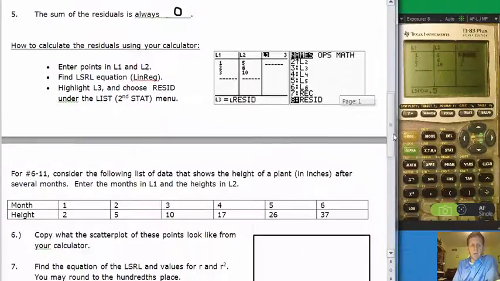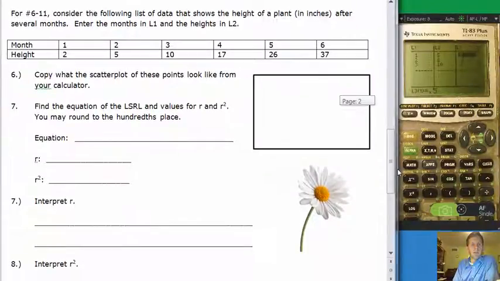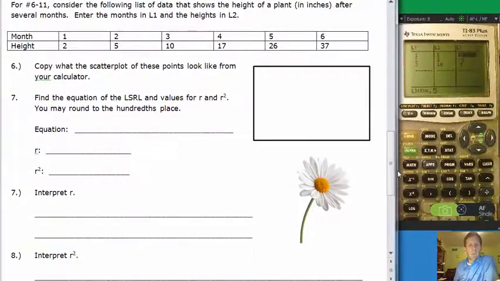Continuing on, in our next problem, we're going to look at a list of data that shows the height of a plant in inches after several months. What I'm going to have you do in just a moment is you're going to enter your months in list 1 and your heights in list 2. We're going to follow step 6, which is copy what the scatter plot of these points look like from your calculator. And then you're going to do step 7, which is find the equation of the least squares regression line and values for r and r squared. You can round those values to the hundredths place. We're going to take care of step 6 and 7. Pause the video and we'll see what you get in just a moment.